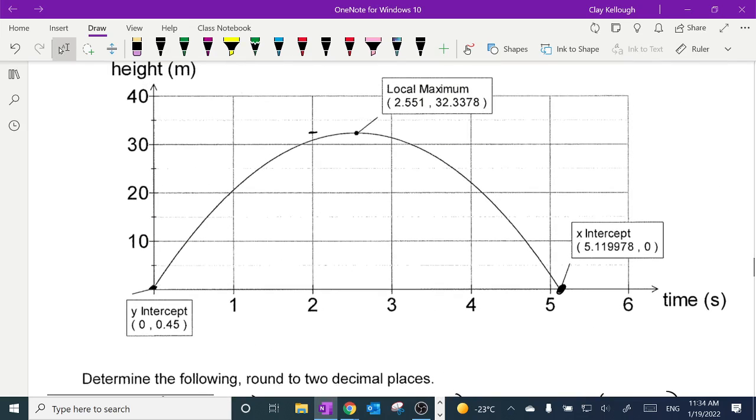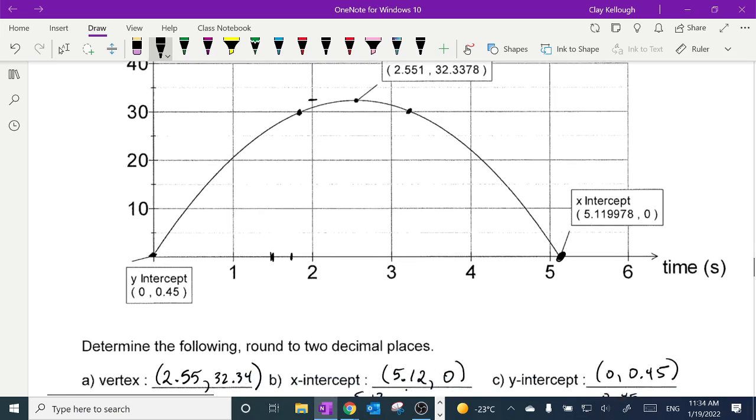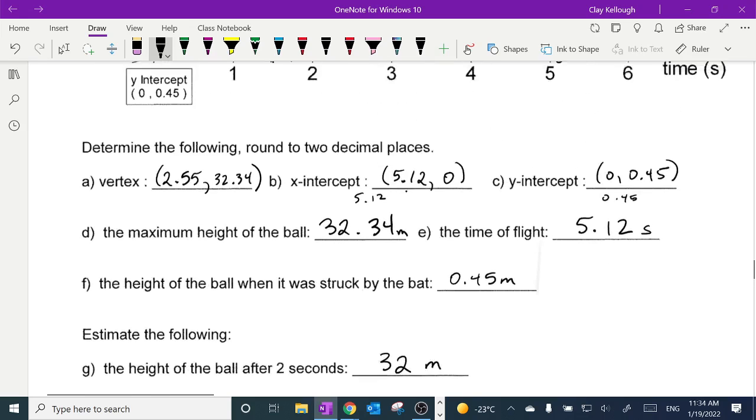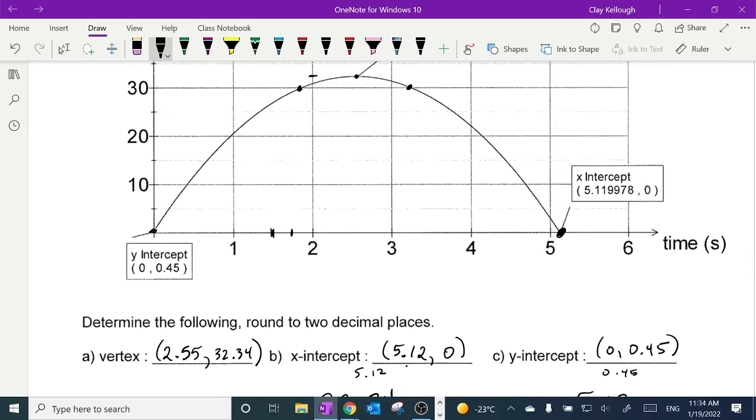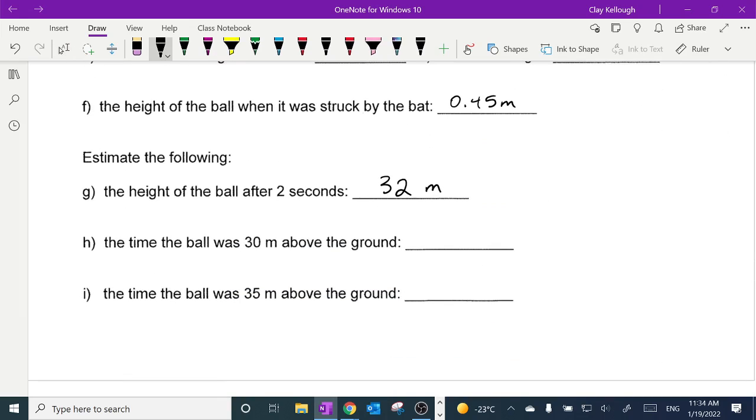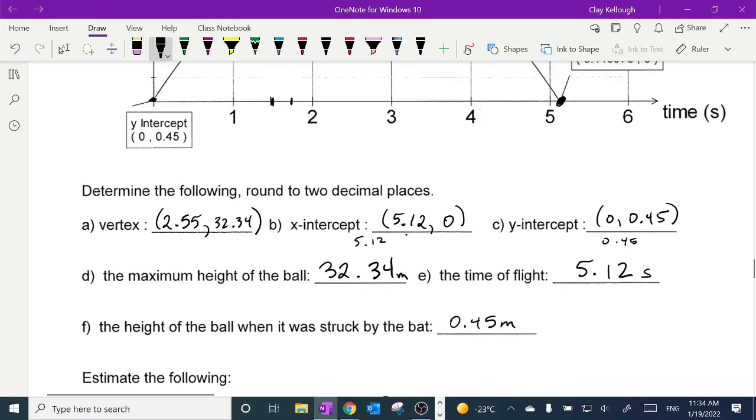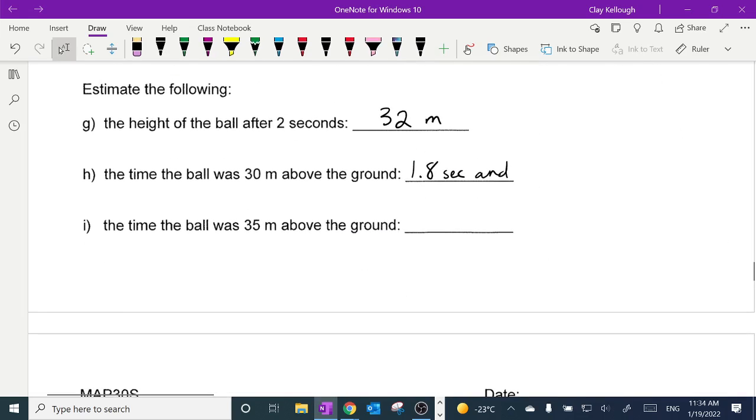What time was the ball 30 meters above the ground? So 30 meters above the ground is here. Oh, but wait a second. Isn't it over here too? So there's 2 answers here, isn't there? So what is that time? Well, again, that's 1.5 seconds. That'd be 1.75 seconds, so maybe 1.8. 1.8 and 3.2. My money's on 1.75. Isn't it past the quarter mark though? Yeah. So I'm going to say 1.8. Again, I'm estimating. So at 1.8 seconds and, what was the other one again? 3.2, thank you. 3.2 seconds.